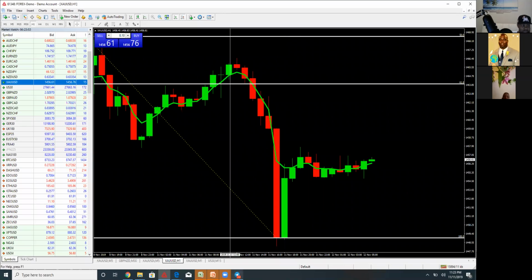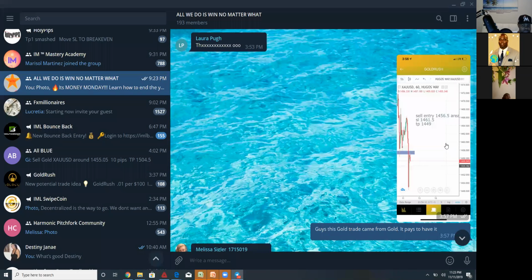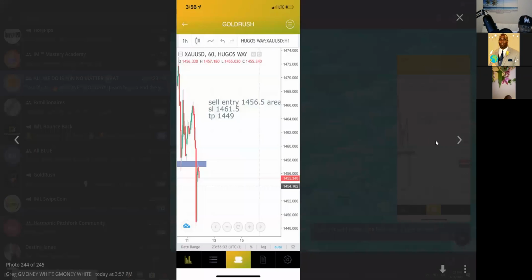So what the trader is looking at right here is that the market has already broke past this morning. It came back and retested this 1456 area, which is still retested now, channeling. And the trader is expecting for this to break all the way back down.